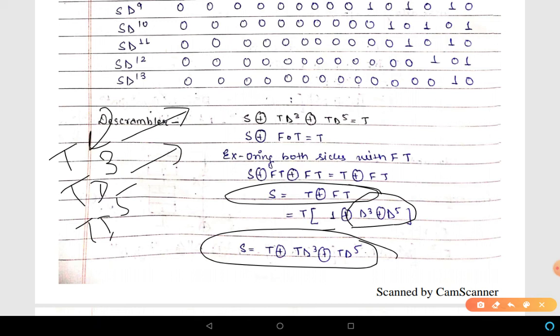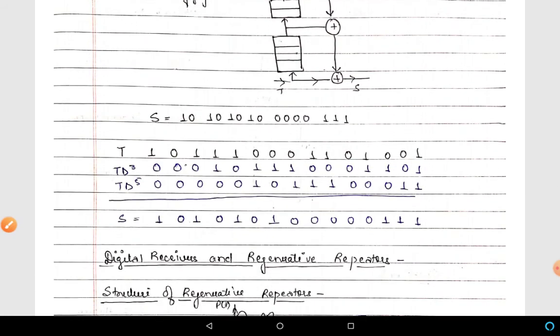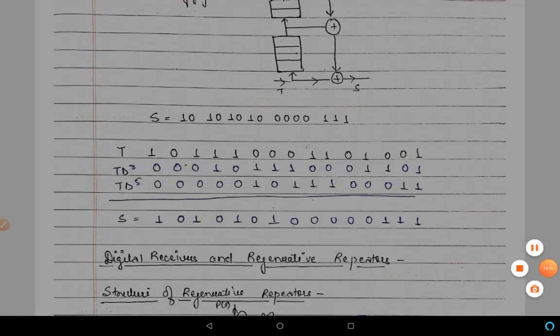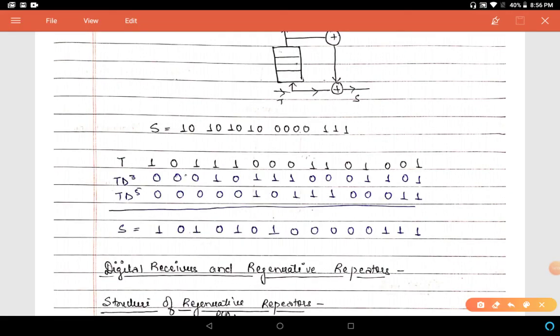What is TD cube? It is actually a sequence T which is delayed by 3 bits. And then we have TD5. What is TD5? It is a sequence T which is delayed by 5 bits, or a sequence TD cube which is delayed by 2 bits. So from here we can easily find the output. So this is a Descrambler design.